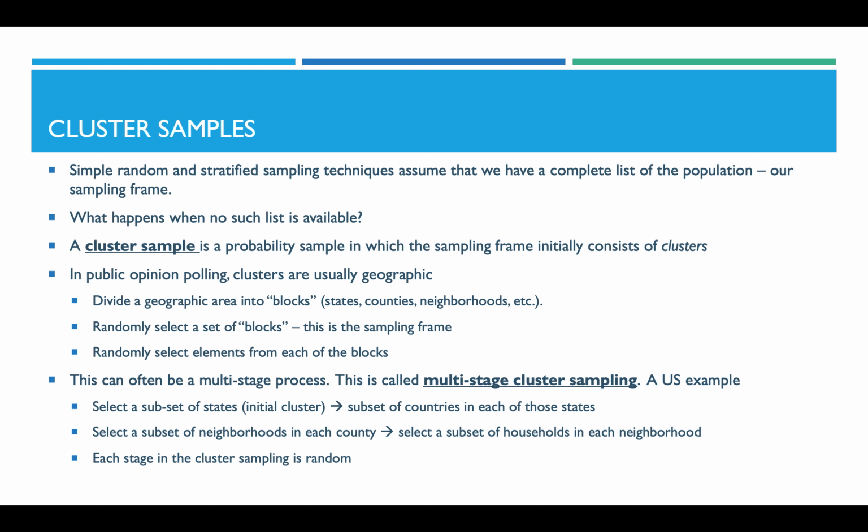Say we want to conduct a public opinion survey using cluster sampling. Well, the first thing we will do is select a subset of states. This is going to be our initial cluster. From there, we'll select a subset of counties in each of those states. From there, we'll select a subset of neighborhoods in each of the counties that we selected. And we'll keep doing this until we get down to the household level in each neighborhood. And again, this is still probability sampling because each stage in the cluster sampling is random and we know what the probability of being selected out of that cluster is.